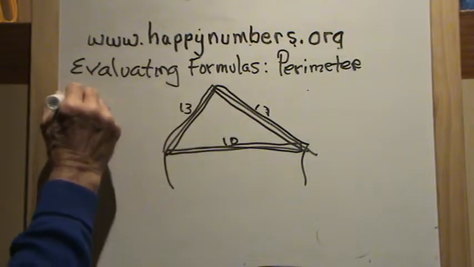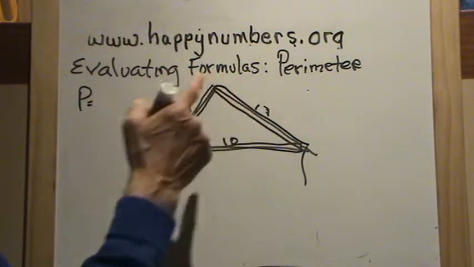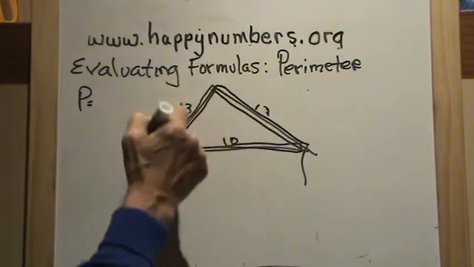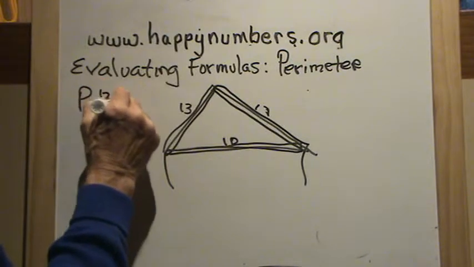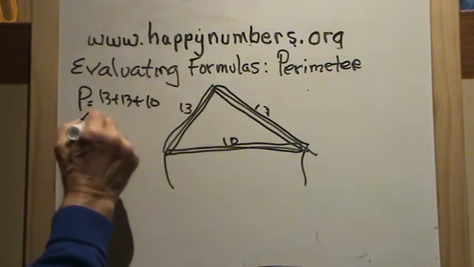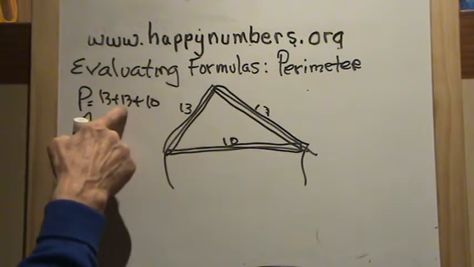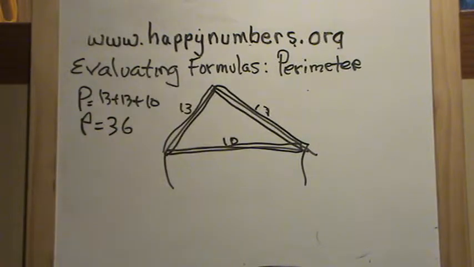And we know the perimeter of the triangle is equal to A plus B plus C. And any one of these could be A, B, or C. We're just going to add them up. So we know it's 13 plus 13 plus 10. Perimeter is equal to 13 and 13 is 26, plus 10, 36 feet. Good.